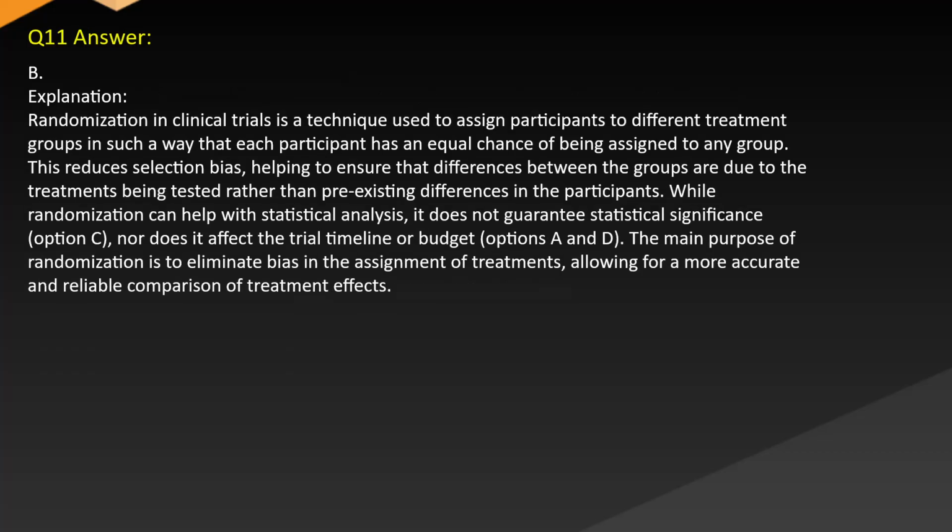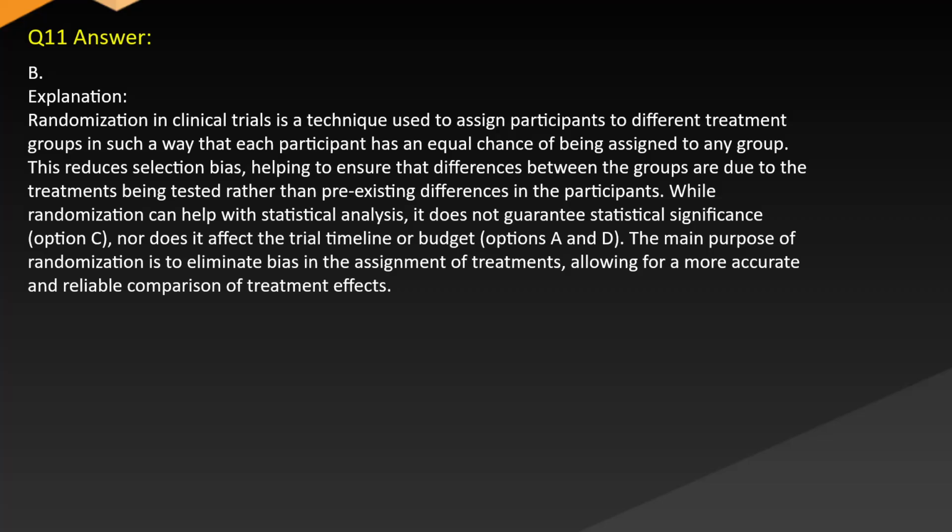Answer: B. Explanation. Randomization in clinical trials is a technique used to assign participants to different treatment groups in such a way that each participant has an equal chance of being assigned to any group. This reduces selection bias, helping to ensure that differences between the groups are due to the treatments being tested rather than pre-existing differences in the participants.